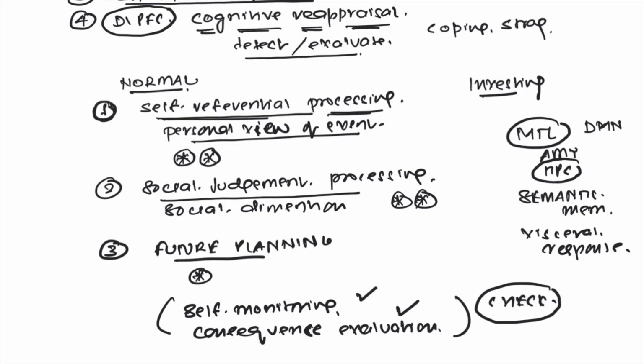But what happens in patients with bipolar disorder in a manic episode is there's a problem with the functional connection within the default mode network. So it's not functioning that well, right? So you will have problems with your self-referential processing, the social judgment processing, the future planning. So there's a problem with the self-monitoring and the consequence evaluation. So now you're going to make a decision without actually giving it too much thought.